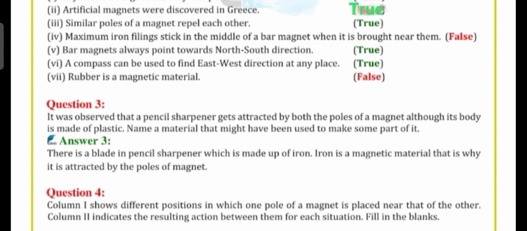So here we can say the blade of the pencil sharpener is made up of iron. The blade of the pencil sharpener, that means the cutter, you are very familiar with that, is made up of iron, and iron is a magnetic material, so it is attracted to the magnet. Okay, so that is the answer.